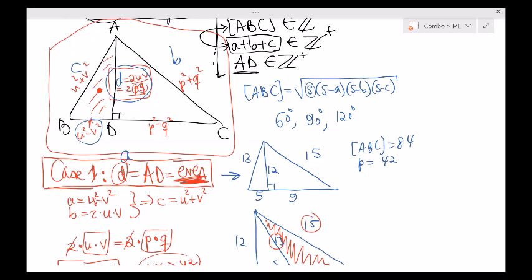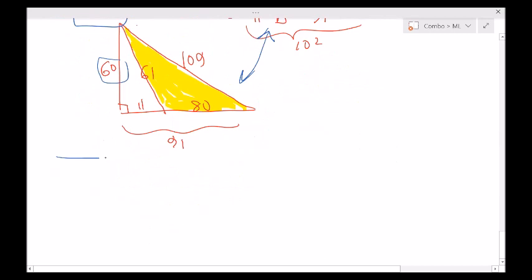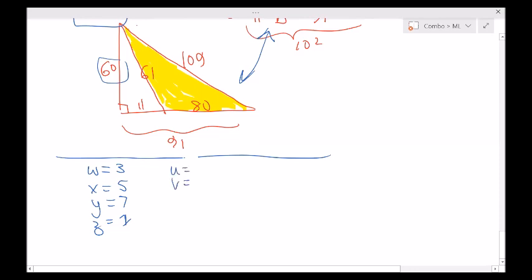It requires a little bit more math, and I don't want to go over this in this class. So let me instead give you an example where the altitude is odd. For instance, if you try W equals 3, X equals 5, Y equals 7, and Z equals 1, then first UV. From here, U and V comes out as 11 and 4.